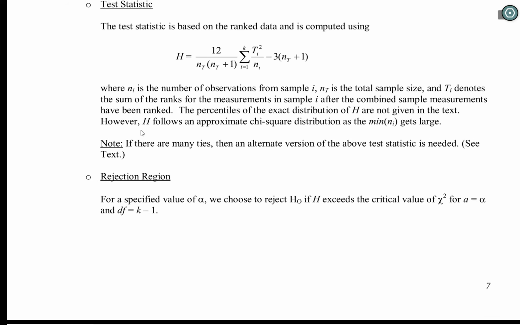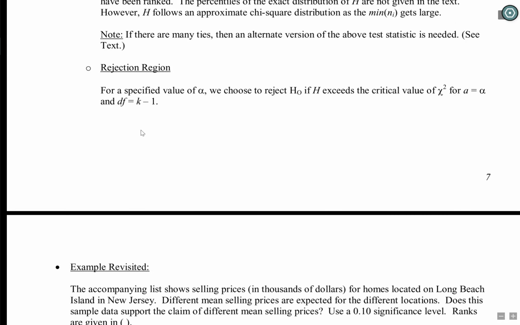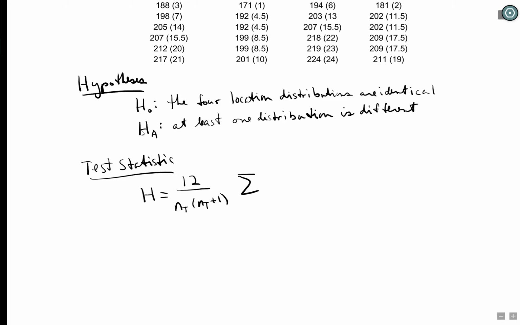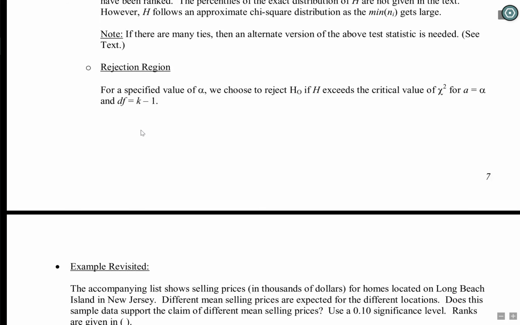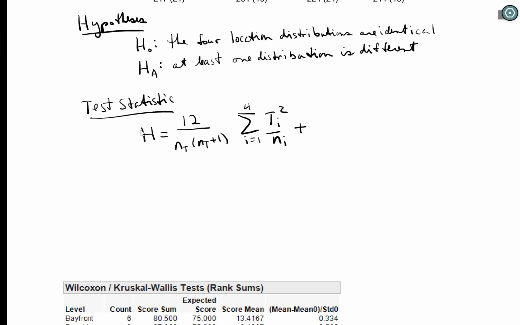And so looking at it, it's going to be 12 over NT times NT plus 1, then times the sum of, here I've got Ti squared over Ni, and here i is going to go from 1 to 4, minus 3 times NT times NT plus 1. Okay. Now, I already know NT is 24.